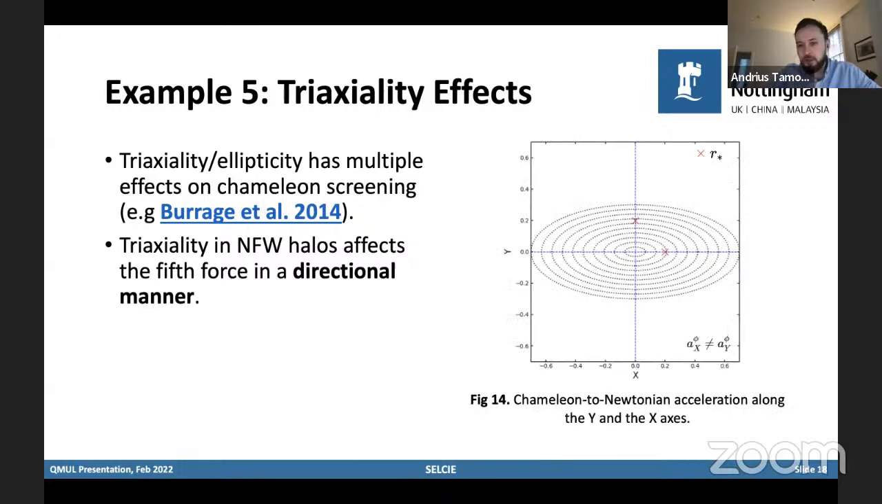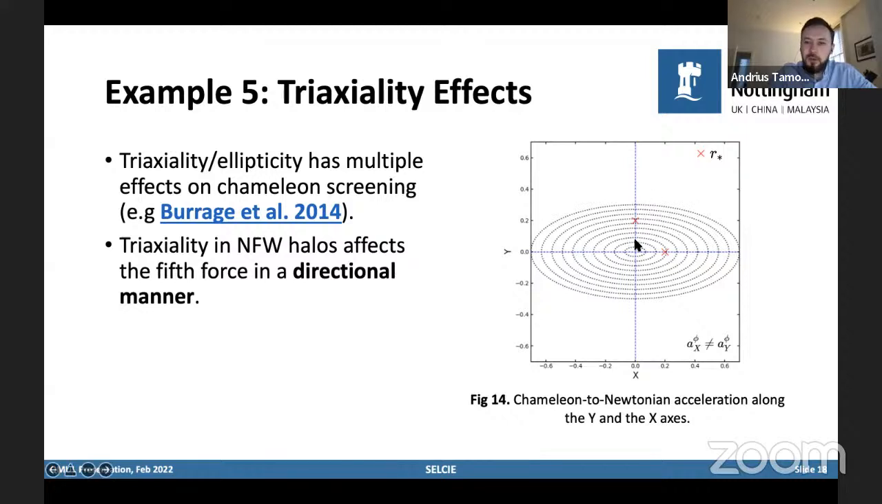And actually, triaxiality, just to mention, has a few different effects. As mentioned, just by having elliptical or non-spherical sources, it has an effect of reducing the Chameleon screening by a factor of 2 or 3, something like that. But another effect in NFW halos in particular is demonstrated here. Each dotted line is a different value of the density. And if you measure the acceleration, let's say along the x-axis and the y-axis at the same distance, whatever it might be, it's going to be different just because of this distortion of the NFW profile by the triaxiality or the ellipticity of the halo.